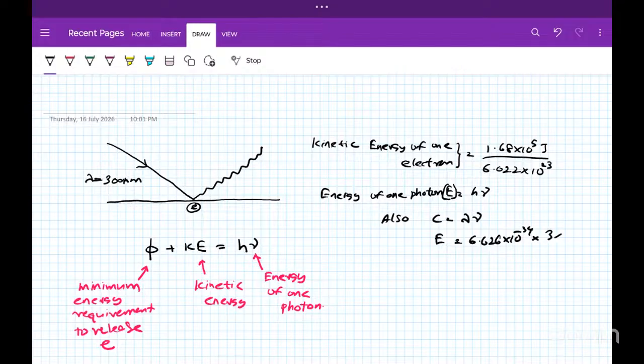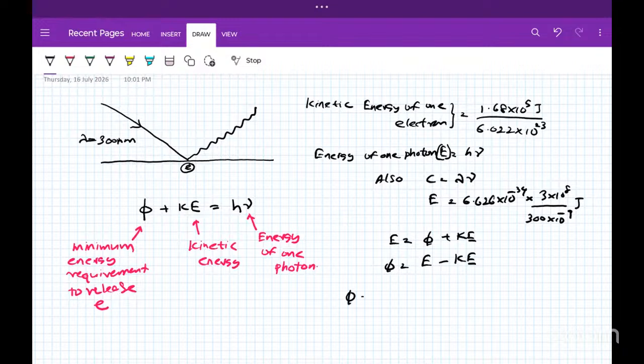C is 3 into 10 to the power 8 divided by lambda 300 nanometers. That is 300 into 10 to the power minus 9. All should be in SI units. Otherwise, your answer will be wrong. Right? Unit conversion should be there precisely. Then we can calculate, and also we can say E is equal to psi plus Ke. So therefore, psi will be equal to E minus Ke.